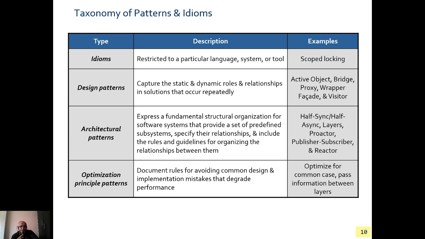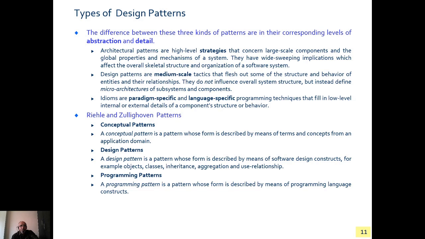Now you just see to it that we traverse from architectural patterns to design patterns to idiom. Something that is remaining is optimization principle patterns, that is documenting the rules for avoiding the common design and implementation mistakes. So here, to address the degraded performance, you correct the design at architecture level or at design level, but you can't totally rely on the idioms. Or there are even patterns for testing, but you cannot include them right at the time of ongoing design. So types of design patterns, they work around the abstractions and the level of detailing: high level strategies to medium scale strategies, specific and language specific.